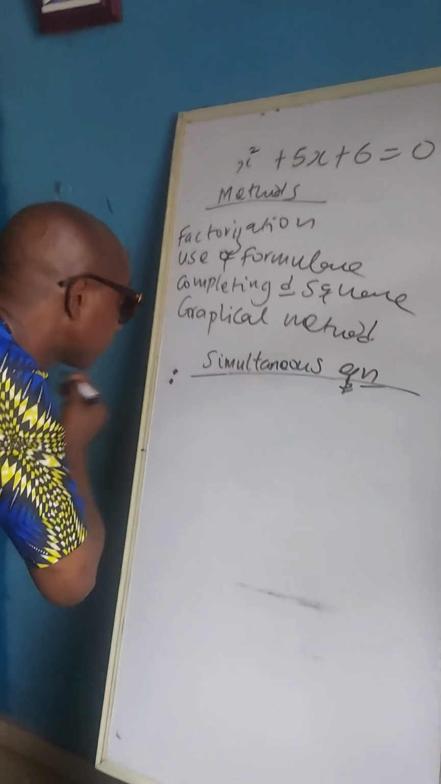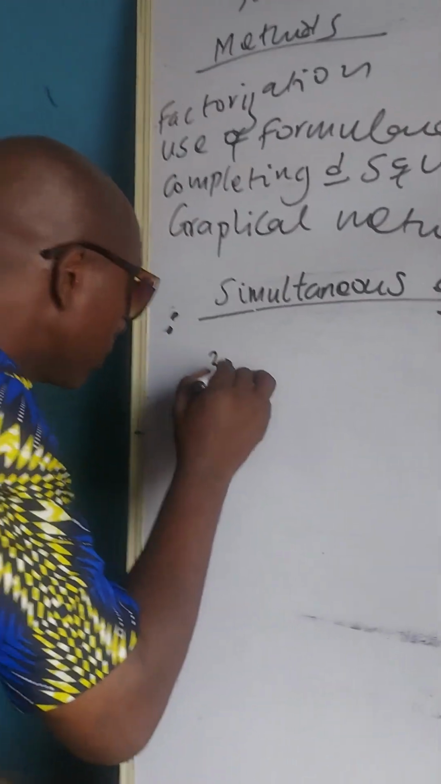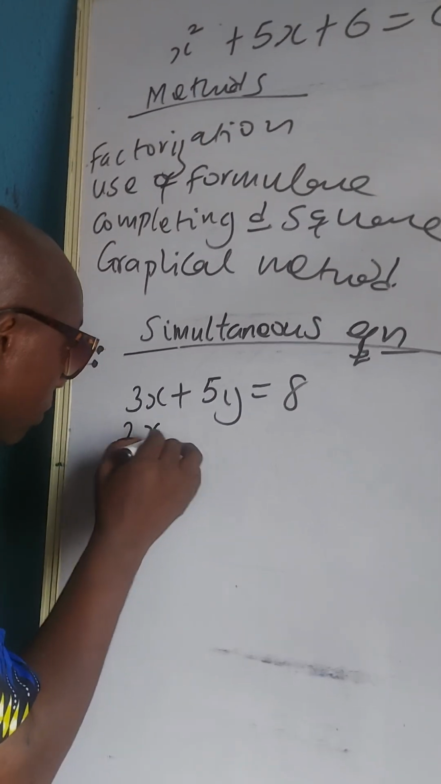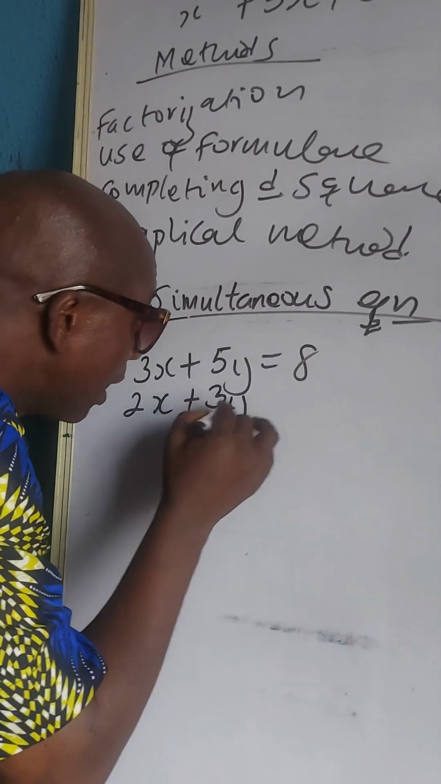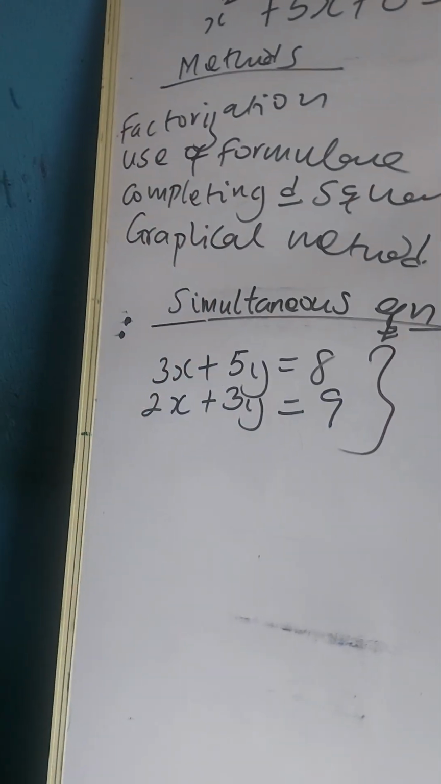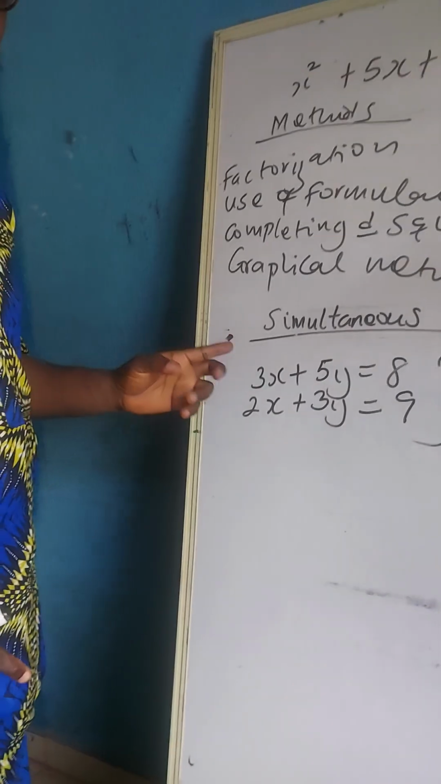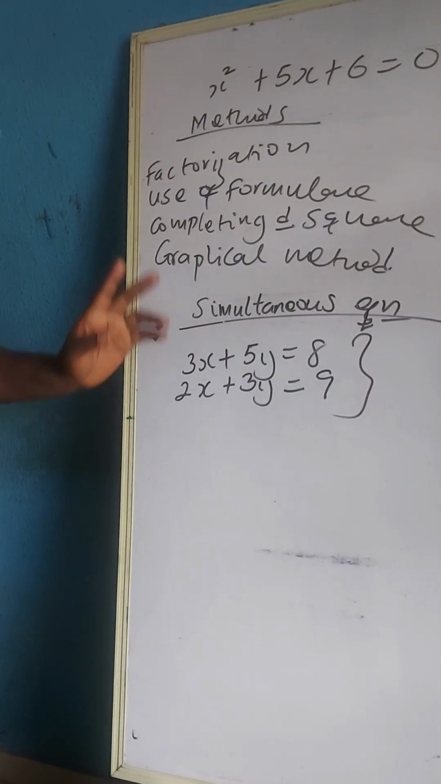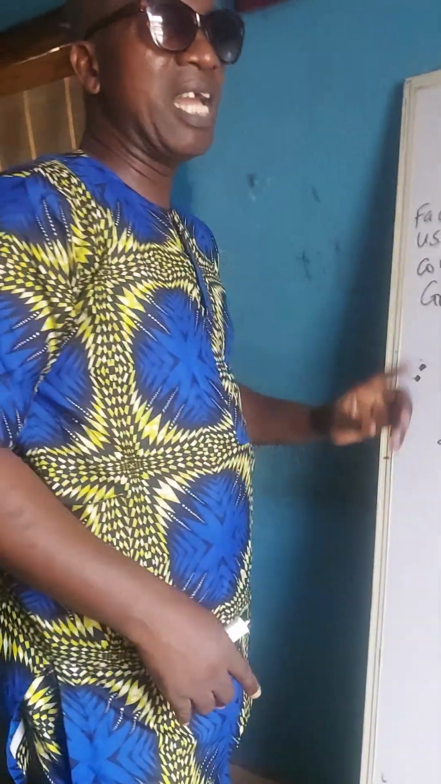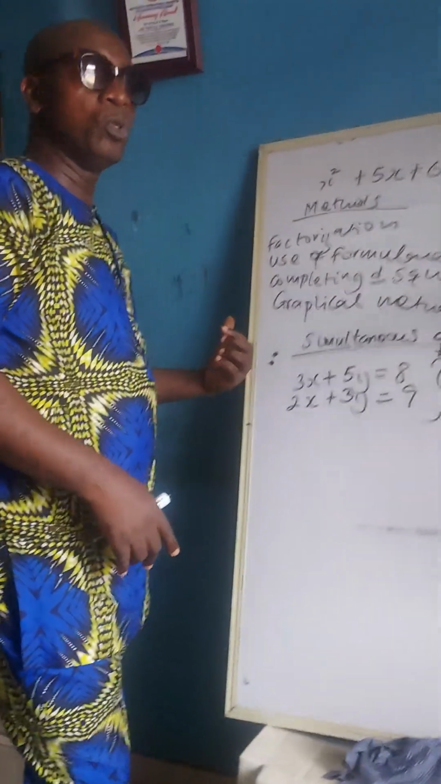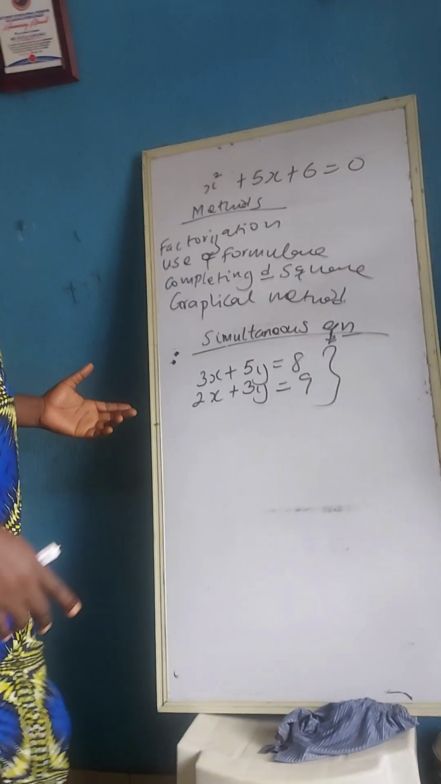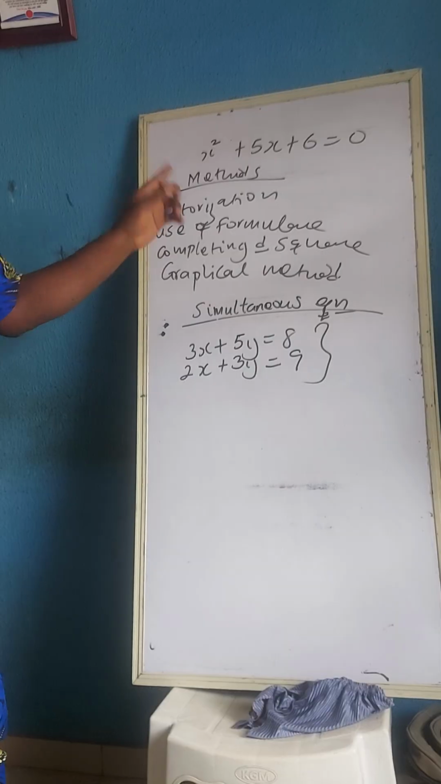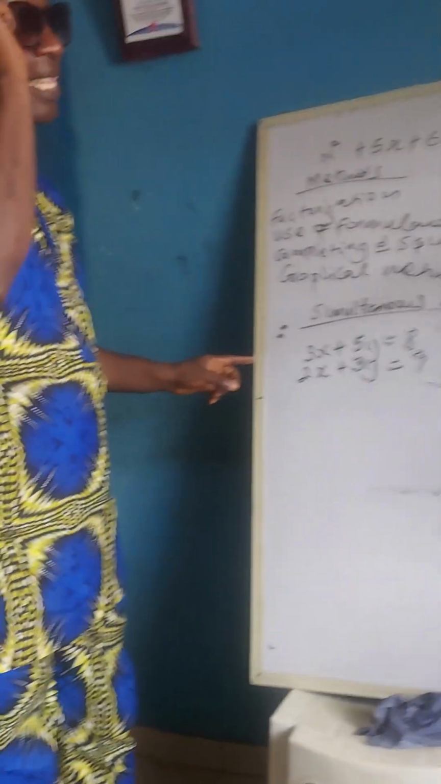For example, 3x plus 5y equal to 8. 2x plus 3y equal to 9. 2 letters, x and y. I told you simultaneous equation is a type of equation that has more than one letter with highest power 1 or 2. When you look at the first equation, it has 2 letters, x and y. While the second equation also has letters x and y. But the highest power of both letters is 1, 1.